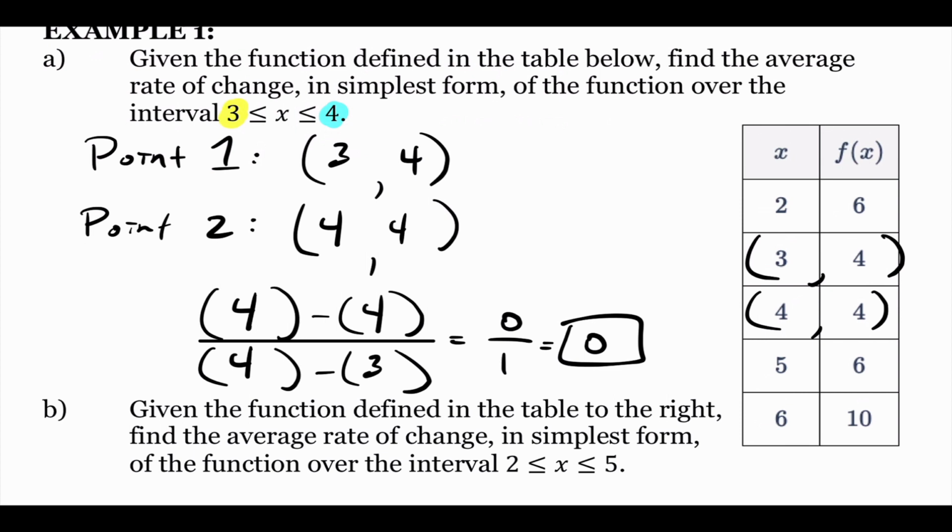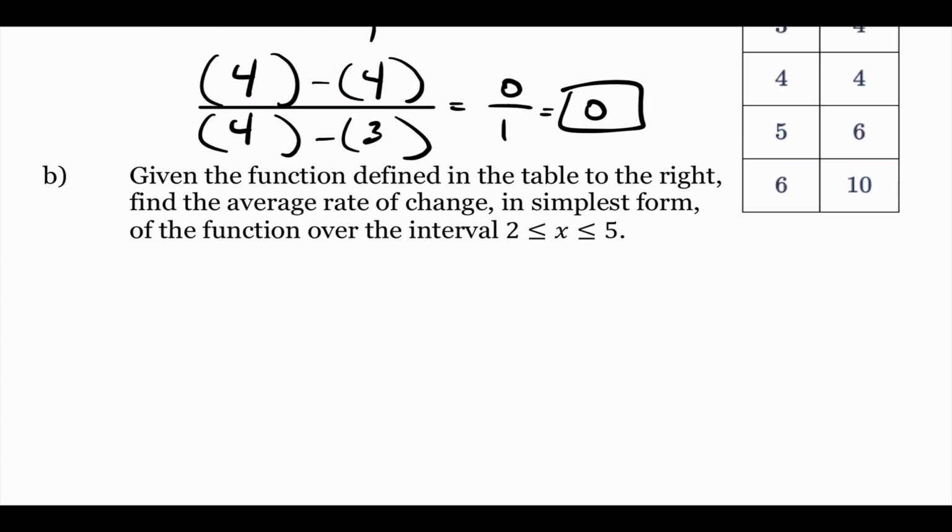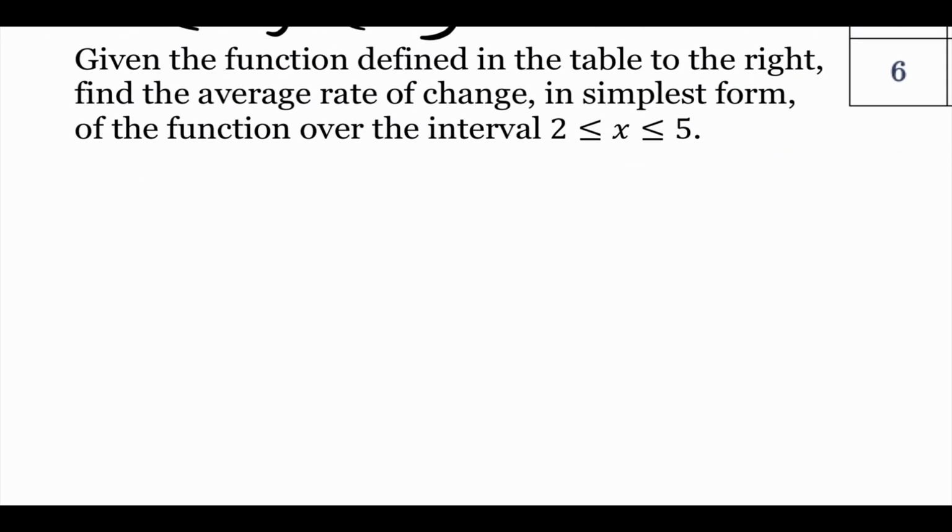Letter B. So we're going to use the same table. I want you to change this 5, it's supposed to be a 6. I don't know why it came out 5, but it's supposed to be 6. So given the function defined in the table, find the average rate of change in simplest form. This time we're going from 2 to 6.